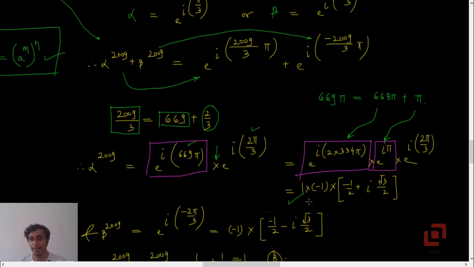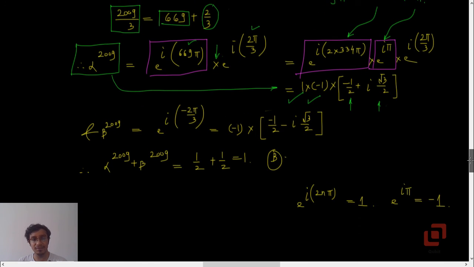E raised to iπ will be minus 1, and e raised to i 2π by 3 will be cos 2π by 3, which is minus 1 upon 2, plus i into sin 2π by 3. So that is negative 1 upon 2 plus i into root 3 by 2. So we have now successfully computed alpha to the power 2009 as minus 1 into negative 1 upon 2 plus i into root 3 by 2.